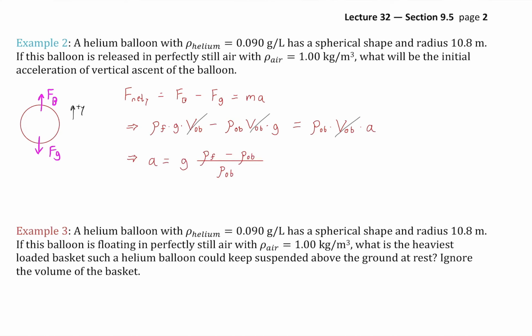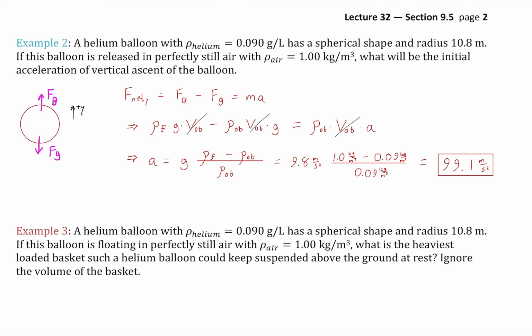Okay, so that means the acceleration ends up just being gravity times this ratio of densities, which is the density of air, in this case the fluid, minus the density of the object, divided by the density of the object. So we plug in our numbers, gravity, and then 1 minus 0.09 divided by 0.09, and we get 99. Okay, so you might be like, wait, 99, so that's accelerating at 10 times the rate of gravity? Well, that's too fast.